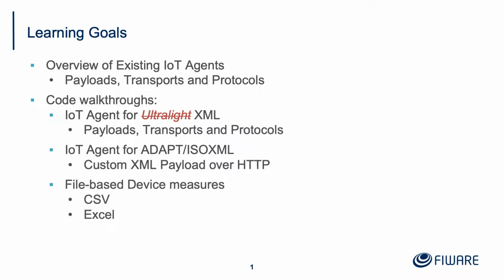Finally, we'll look at something which is a little bit different, which is file-based device measures. This is what you'd need when you have gateway-style data. In this particular case, it's loading up water data, but it's doing it in a batched system. And again, it's using a custom payload. In fact, two custom payloads. It's got a CSV and it's got an Excel file.